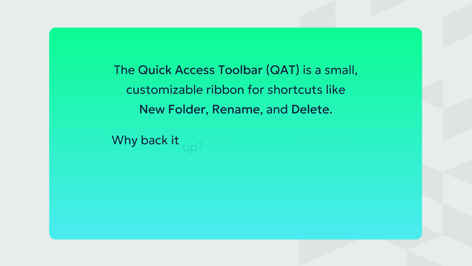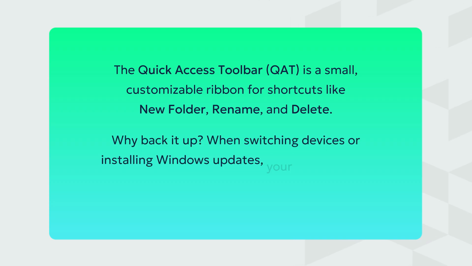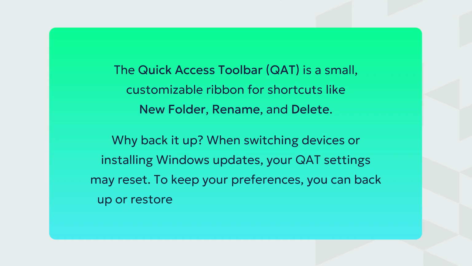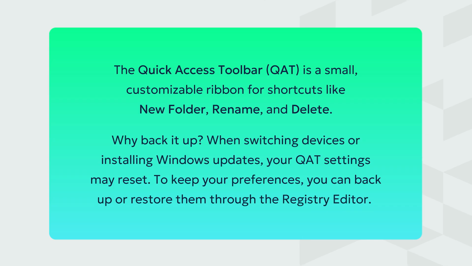So what's the point of backing this up? Well, if you're switching devices or applying a Windows feature update, your QAT preferences might reset. If you want to retain these settings, you can back up or restore them using the registry editor. Let's go over the steps.